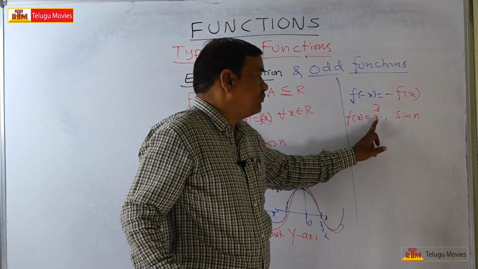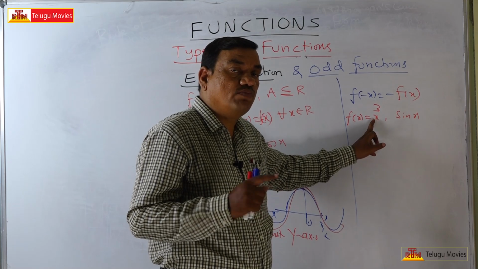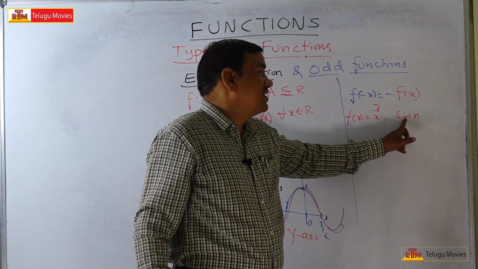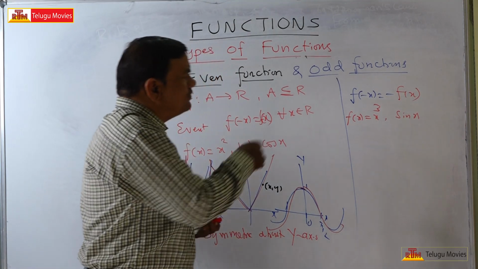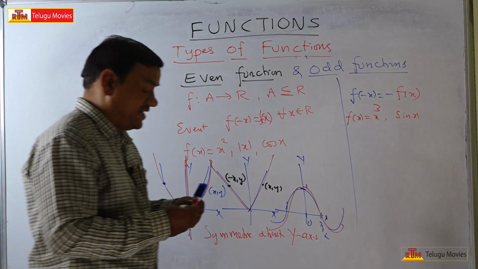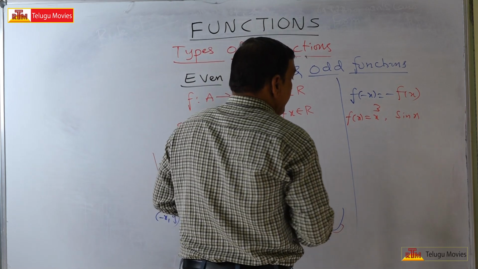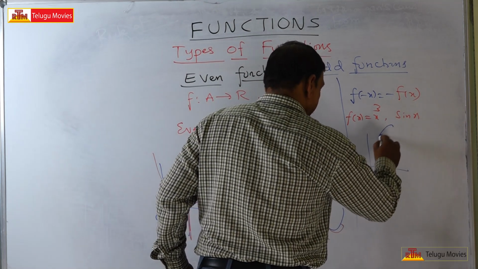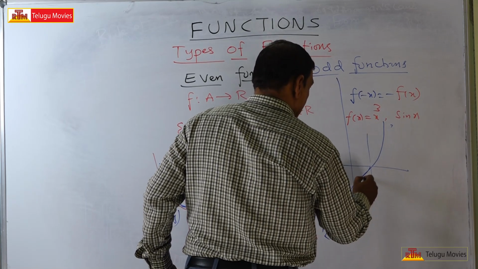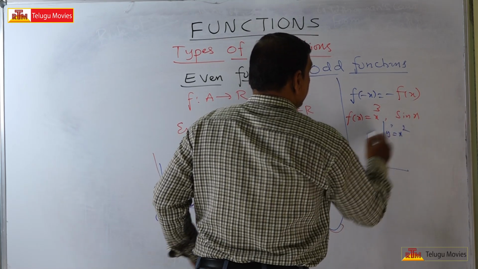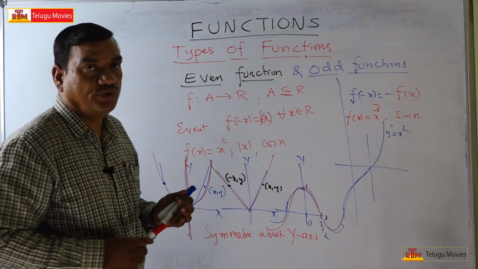In place of x put minus x whole cube, minus x cube, that is minus f of x. Sin of minus x is minus sin x, that is minus f of x. Now observe the graph of f of x equals x cube and sin x. If you observe the graph here, this is the y is equal to x cube graph.